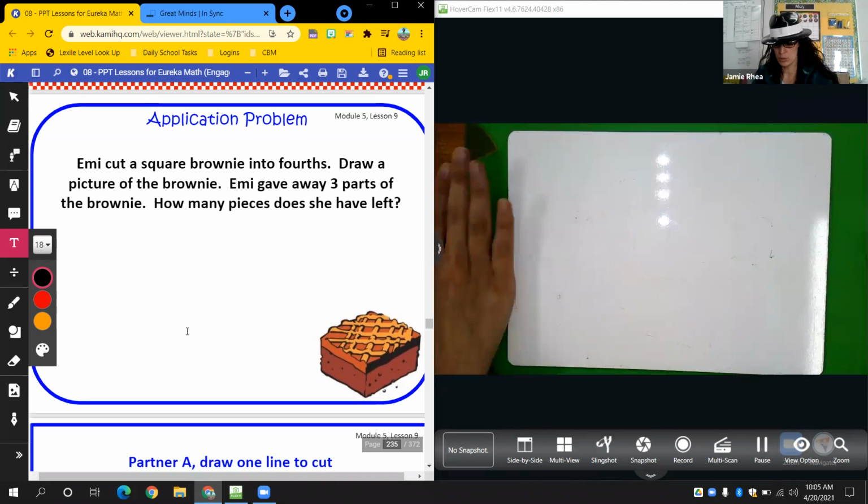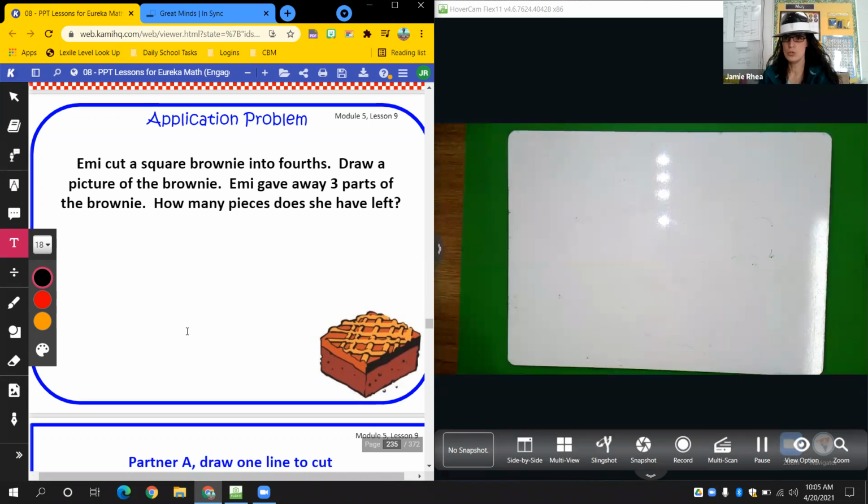Because you need your whiteboard, you need your marker, and you need something to erase with, or if you've got paper and pencil, use paper and pencil. Okay, you're doing the application problem with me. I don't do this by myself. Detectives work together to find the clues.